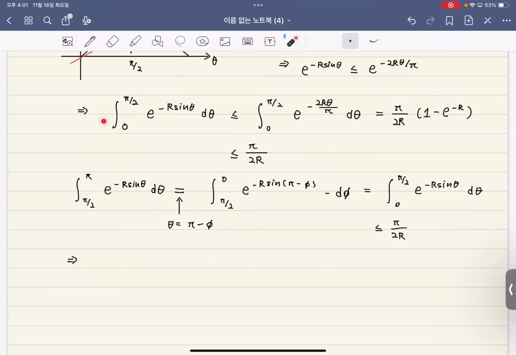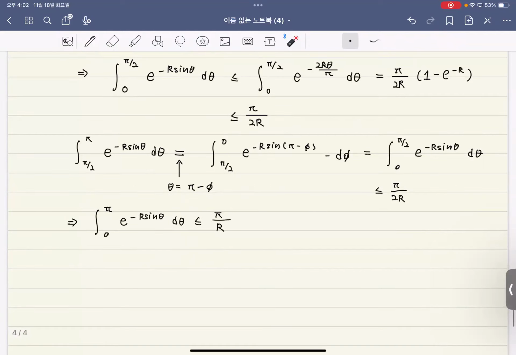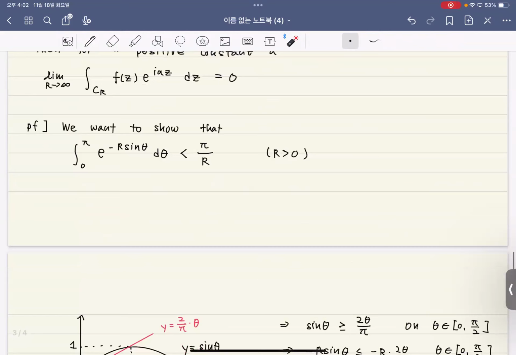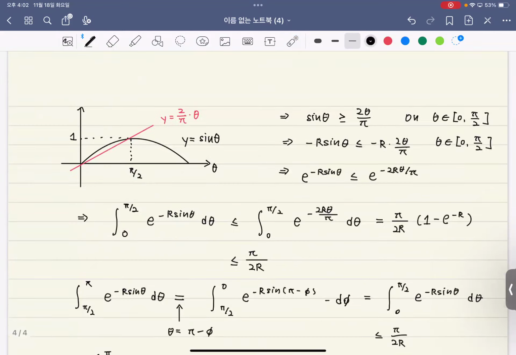So combining these two results, if I add this integral to this one, by the summation law, this integral is now the integral of this function from 0 to pi, and this is bounded by pi over r, right? Okay, great. So we now prove this inequality.